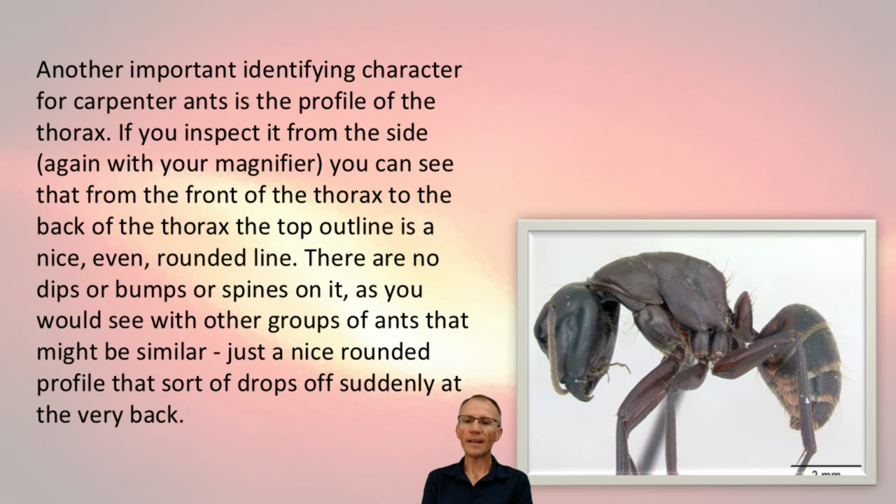Another important identifying character for carpenter ants is the profile of the thorax. If you inspect it from the side, again with your magnifier, you can see that from the front of the thorax to the back of the thorax, the top outline is a nice, even, rounded line. There are no dips or bumps or spines on it, as you would see with other groups of ants that might be similar. Just a nice, rounded profile that sort of drops off suddenly at the very back.